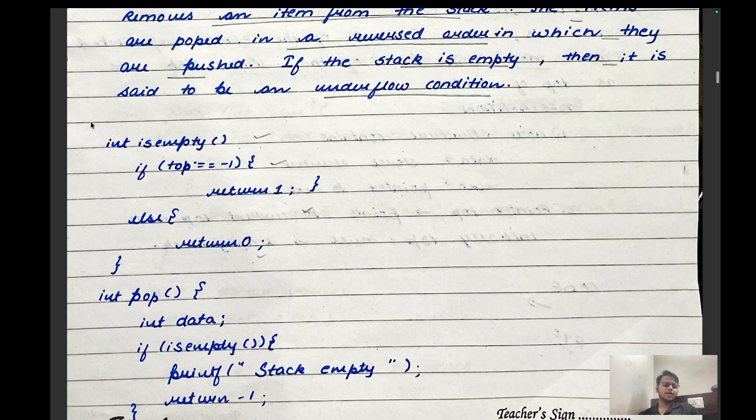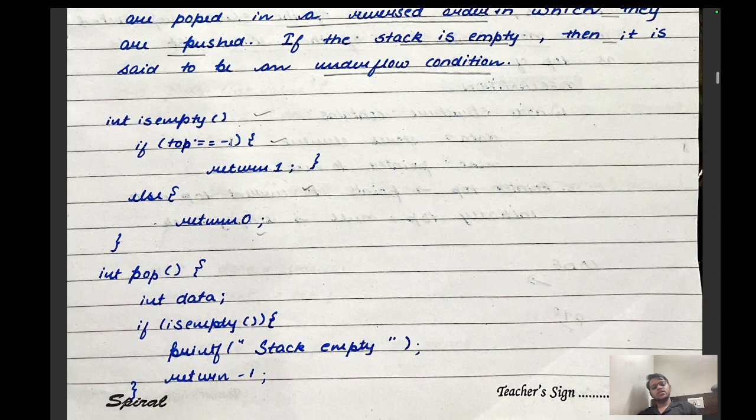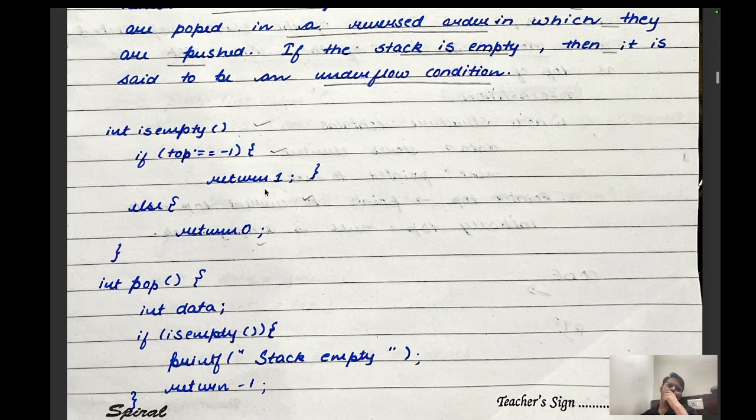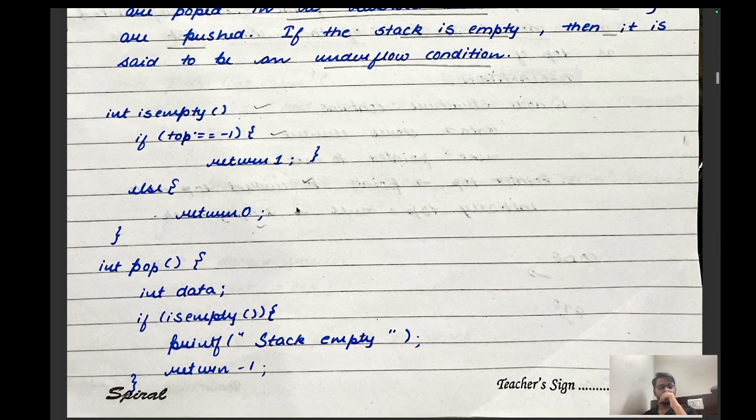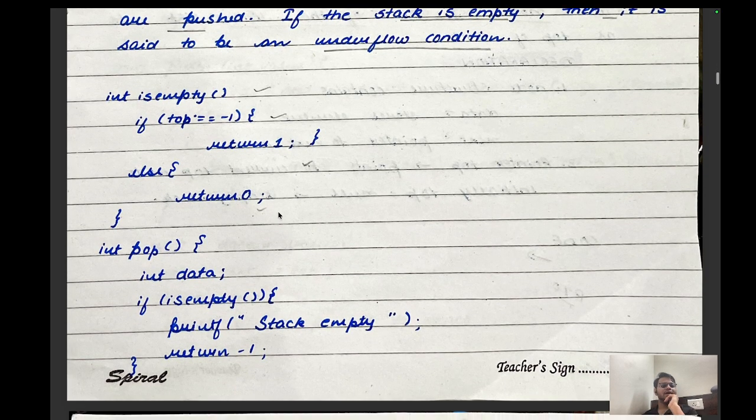So we are writing the function isEmpty. It will not perform any operation and it will return one or zero. If top equals minus one, so basically if the top is at the minus one position, we have first initialized the top pointer as minus one, which means that no element is inserted into the stack. So if top equals minus one, then return one, else return zero.